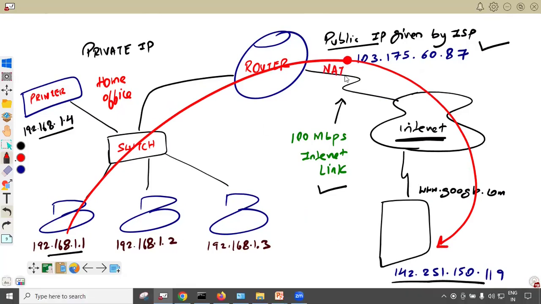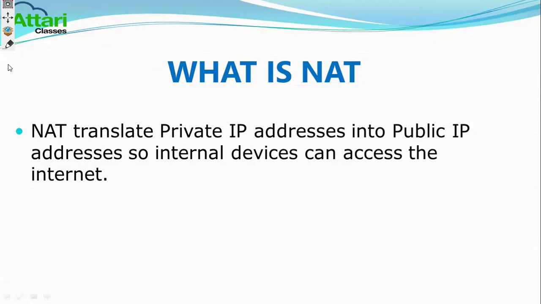That change is done by the technology known as NAT, Network Address Translation. It translates the private IP address into a public IP, and then you are able to access the internet. And the beauty of NAT, my dear friend, is that in your office, for example, you have 1,000 computers. You do not need 1,000 public IP addresses. You require 1,000 private IPs for 1,000 computers, but you do not require 1,000 public IPs. One public IP is enough. That is the beauty of NAT. So what NAT does is translate private IP addresses into public IP addresses.